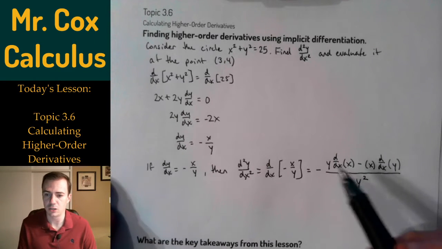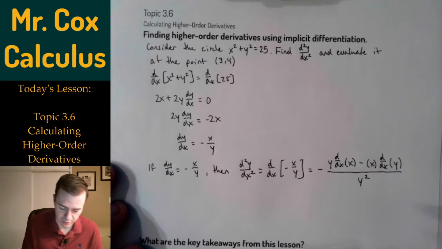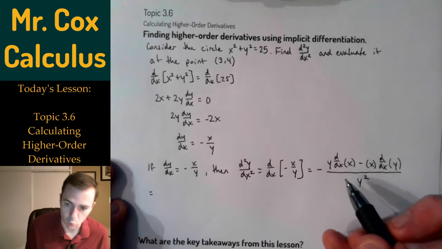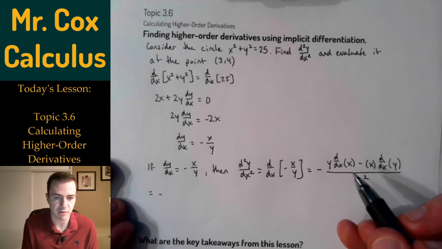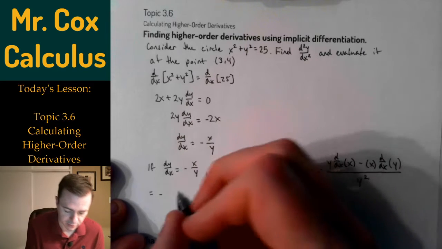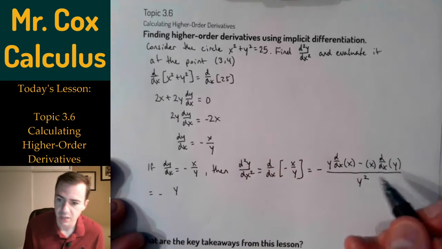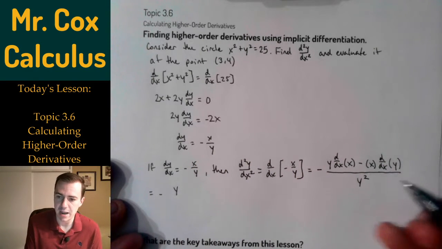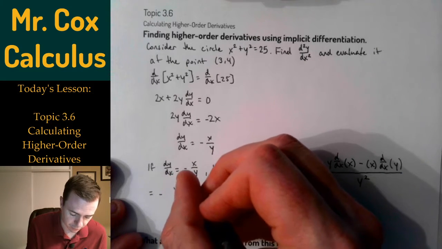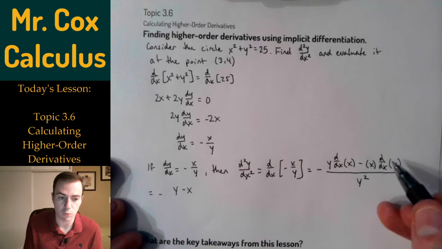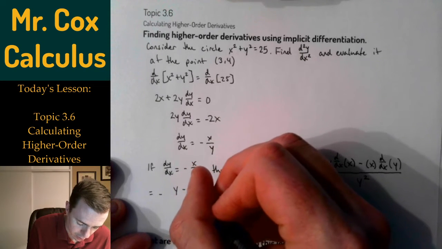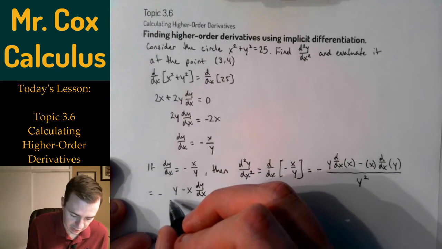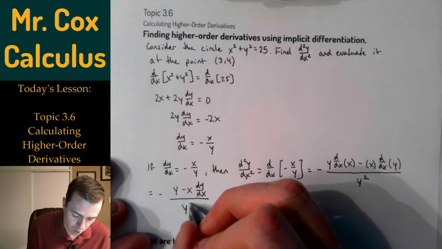All right, so let's do this process and see what we get. We get y, well, let's start with the negative. Y times the derivative of x with respect to x is just 1, so that's going to be y. And then up here I get minus x. Well, the derivative of y with respect to x is exactly that. It's dy/dx, and it's all over y squared.